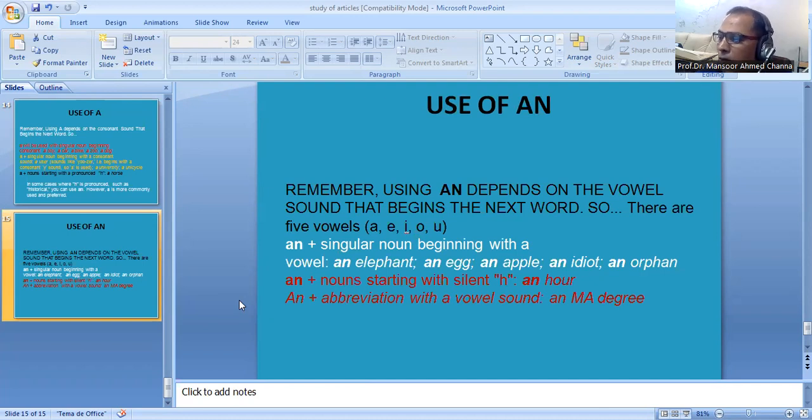An is also used with a noun starting with a silent H. That is H but silent. For example, it will take 1 hour to get home. An hour. An is used with a noun starting with an abbreviation having a vowel sound. For example, an MA degree. That's all. Hope you have simply learned about the use of articles today.